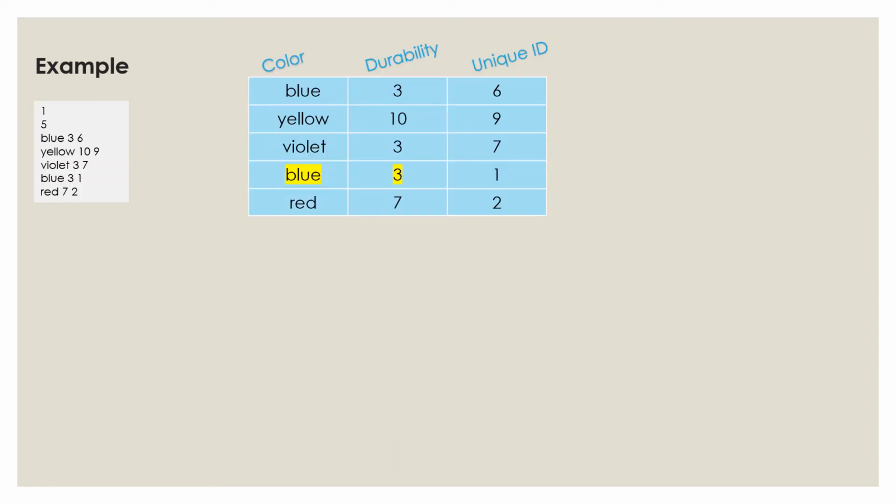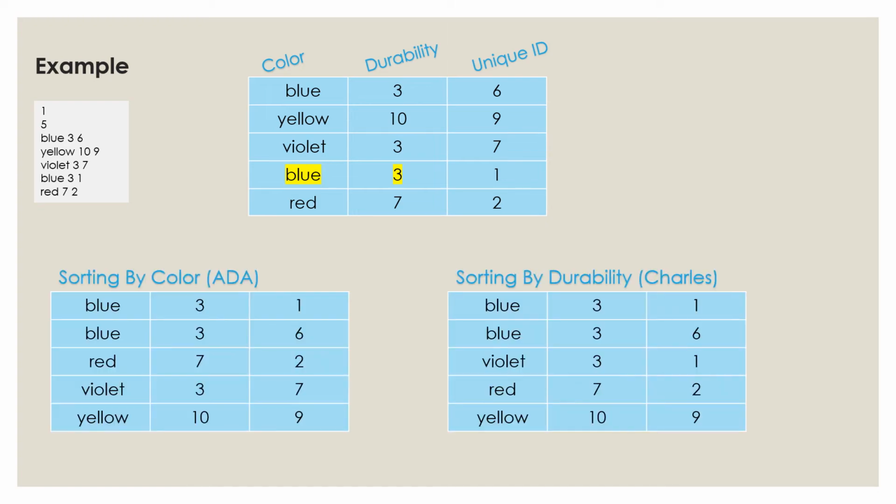Now what happens is, since the colors are the same, Ada will sort these fabrics based on unique ID 1 and 6. And when it comes to Charles, he sees these fabrics again have the same durability, right? So again he sorts using the unique ID 1 and 6. So we have two matches in the first two rows, and the last one is again matching. So we have a total of 3 outputs.